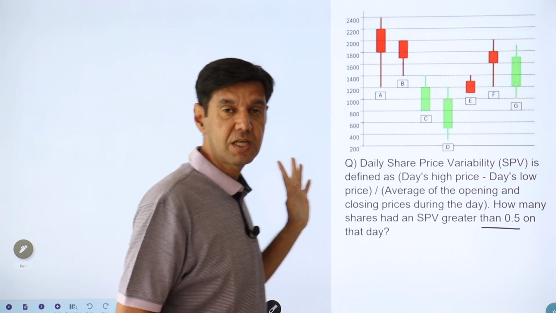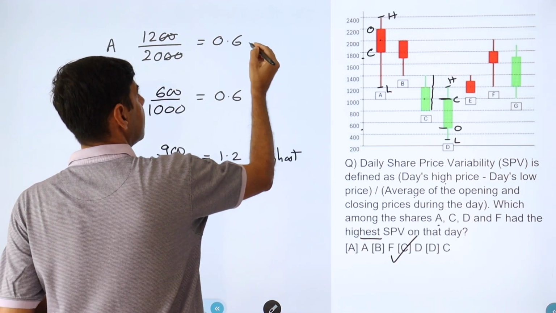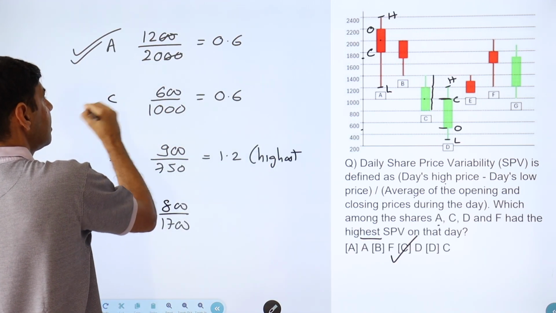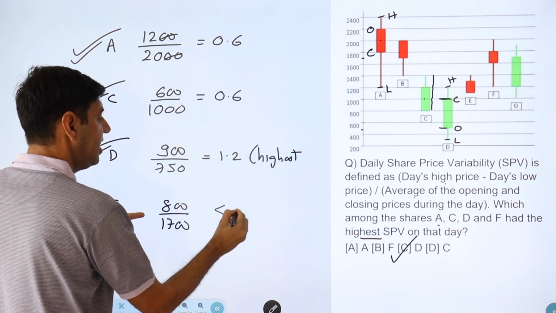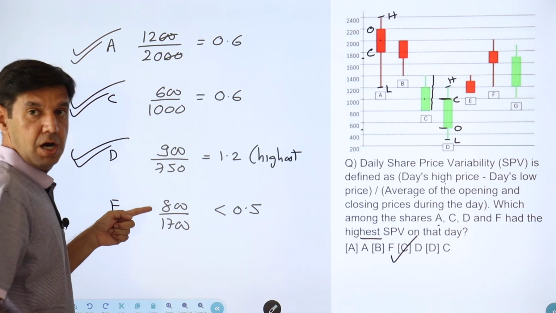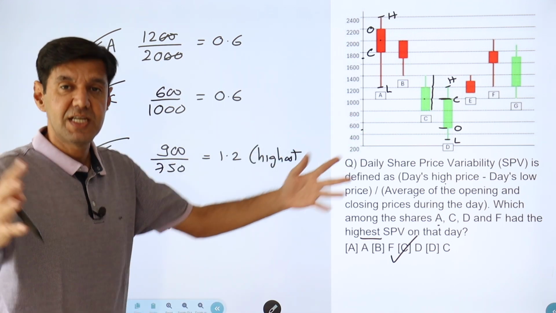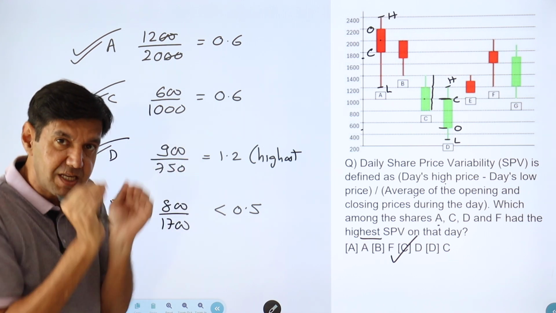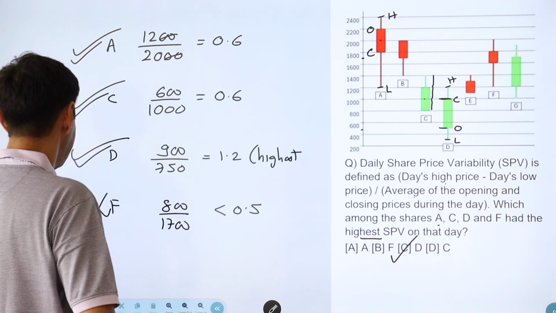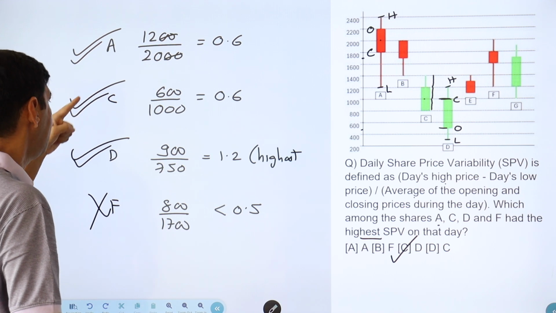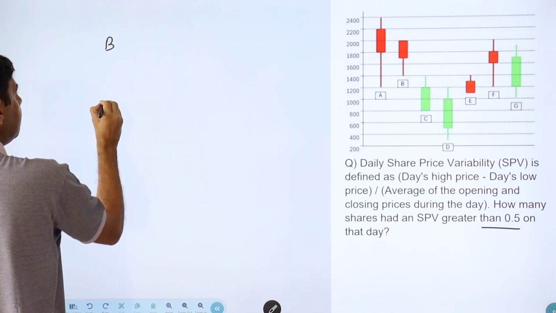So we need only 3 more companies, and out of those 4 companies, this is greater than 0.5, this is greater, this is greater, and this is less than 0.5, right? 8 by 16 would have been 0.5, the denominator is more than 16, so the ratio becomes less than 0.5. So I'm not going to count this. So 3 companies are here and we are left with B, E and G. So let's find it for B, E and G.